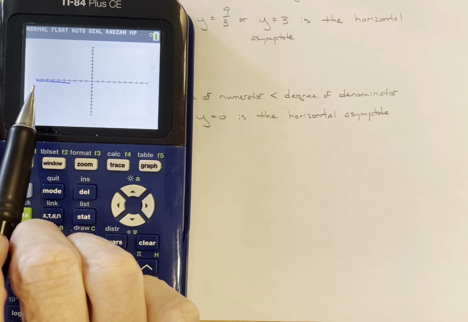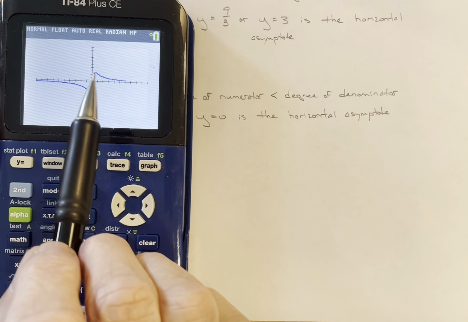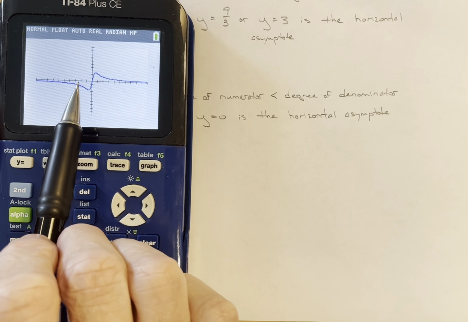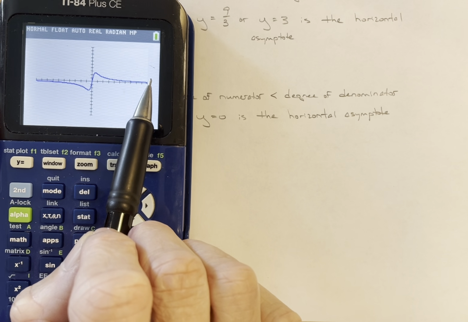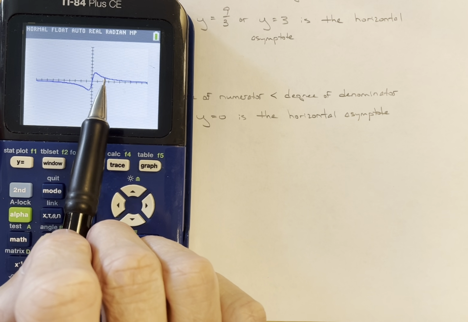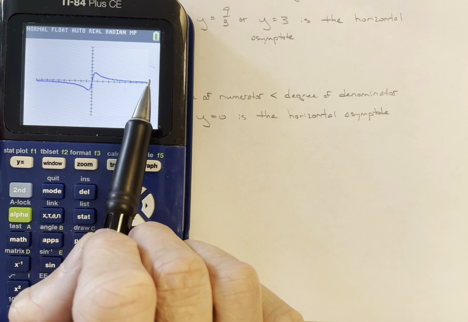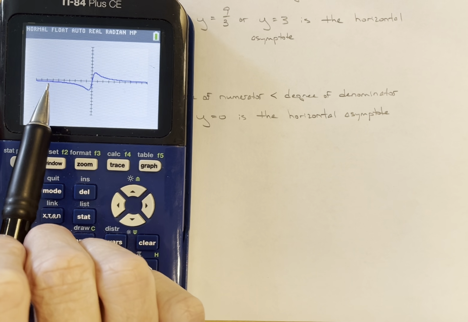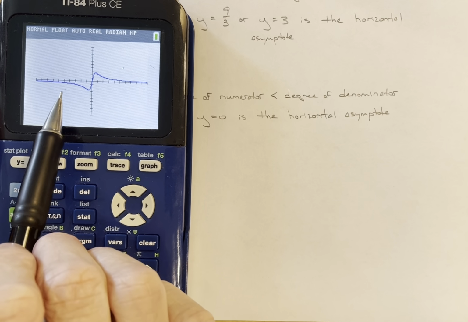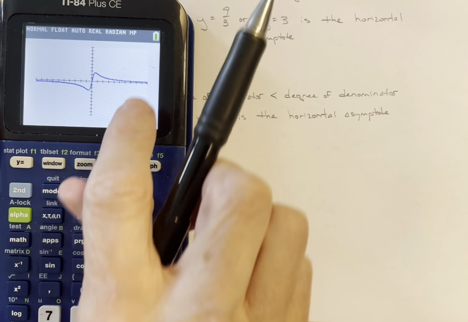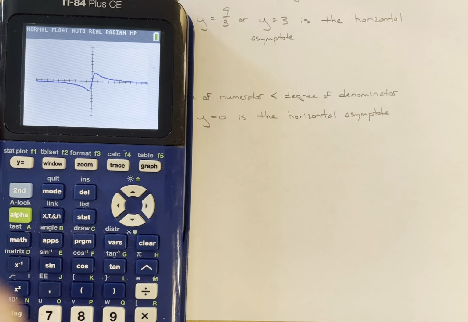Notice how the graph is being shaped. We're crossing y equals 0 at the origin, obviously. But as x goes to infinity, the graph is coming from above and is getting closer and closer to y equals 0 from above. As x goes to negative infinity, the graph is getting closer and closer to the line y equals 0 from below. So here's the horizontal line shaping the ends of it, but not affecting the middle of it.